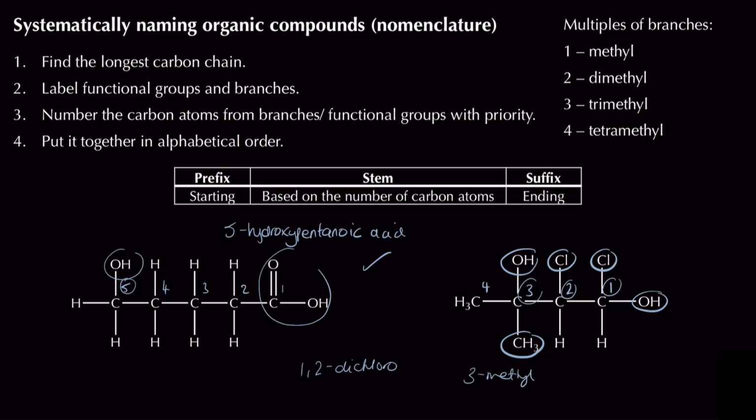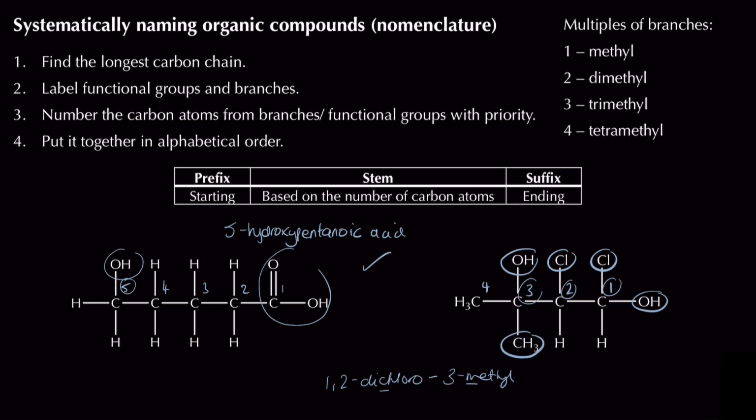How would I actually put these in order? Well, my prefixes here, I've got M over here, I've got C over here. If I were to put in alphabetical order, I would end up with 1,2-dichloro, because there's a C there. Remember, we don't look at the di. And then we would end up with hyphen, and it's going to be 3-methyl, and then we would name the rest of the molecule.